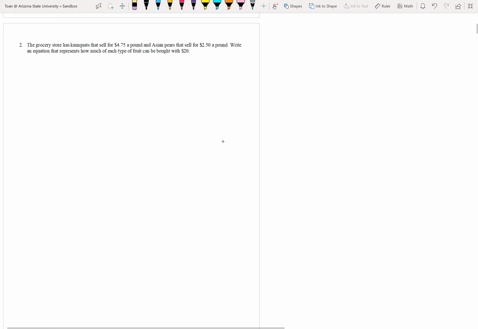Number 2, all I had to do was read the story and write the equation. I didn't ask you to solve or anything. So it's just practicing if we can read and extract information. The story goes: the grocery store has kumquats that sell for $4.75 a pound and Asian pears that sell for $2.50 a pound. Write an equation that represents how much of each type of fruit can be bought with $20. So let's extract the information they give us.